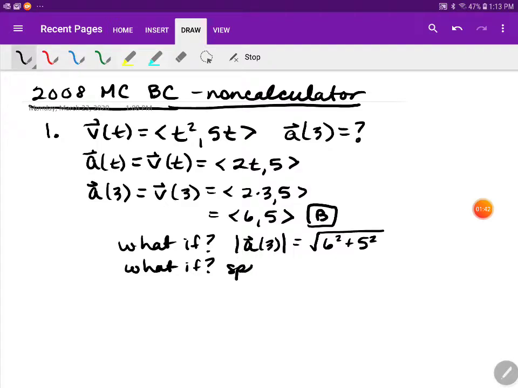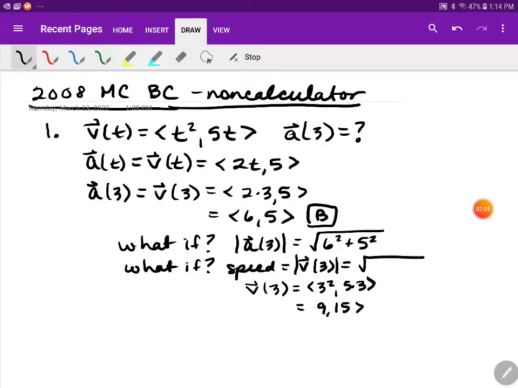they wanted the speed? So the speed is the absolute value of velocity, right, at 3. And then that would be at 3, we would have to find the velocity vector. So let me find the velocity vector. So the velocity vector would be 3 squared and then 5 times 3. So this would be 9, 15. And then I want the magnitude of it. So 9 squared plus 15 squared. And then I would figure that out. Okay. So these are both what ifs. So we're not really going to work those out. But just some information about these.